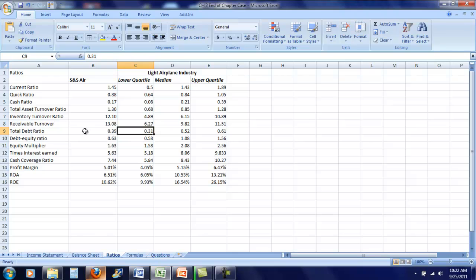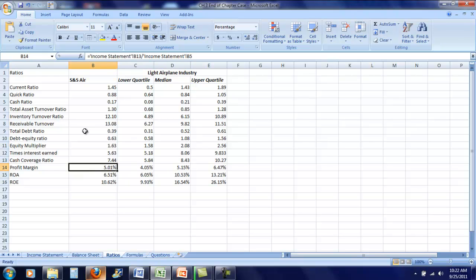Total debt ratio. I'm a little bit below the median. Same thing with debt to equity ratio. So now I have the equity multiplier. Again, I'm a little bit above the lower quadrant. My times interest earned, I'm only above the lower quadrant here. And the same with the cash coverage ratio.